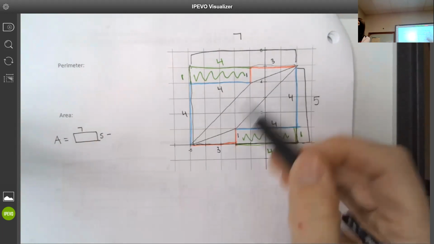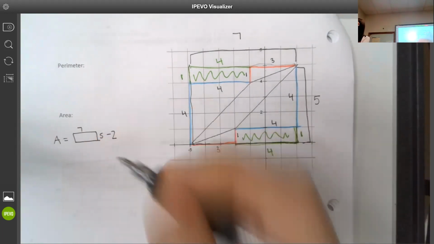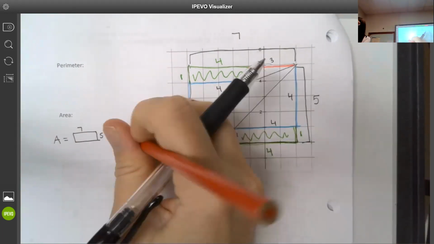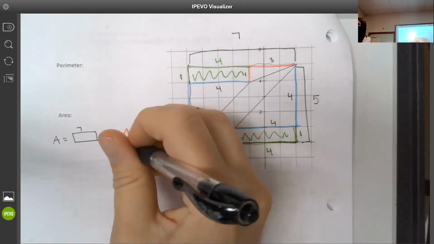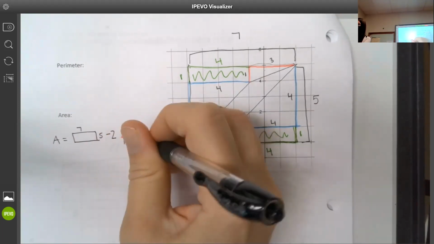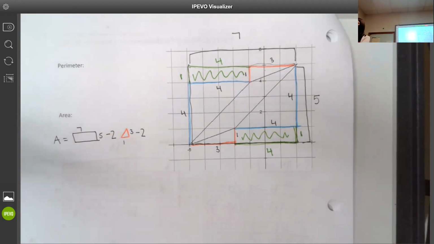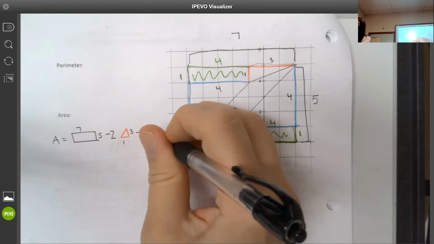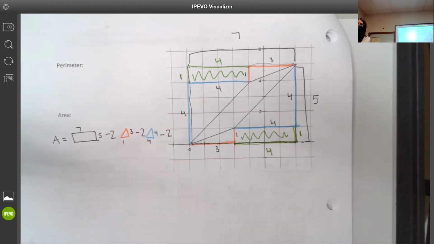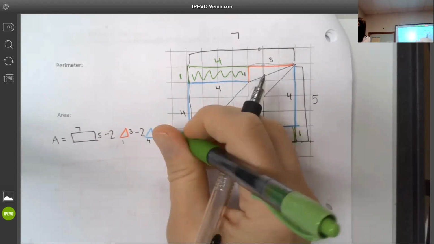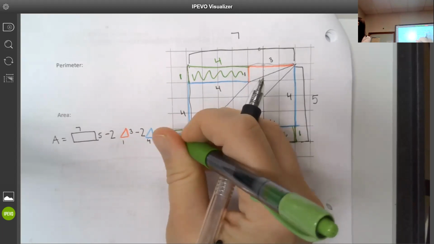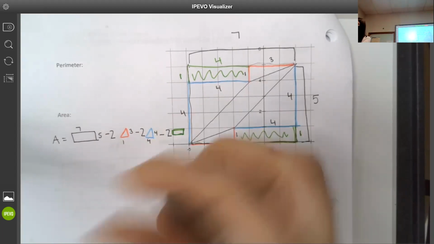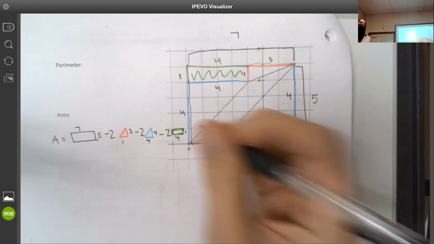And I have 2 red triangles that are 1 and 3. And I have 2 blue triangles that are 4 by 4. And then I have 2, ran out of space there a little bit, small skinny rectangles that I also had to add in that are 4 by 1.